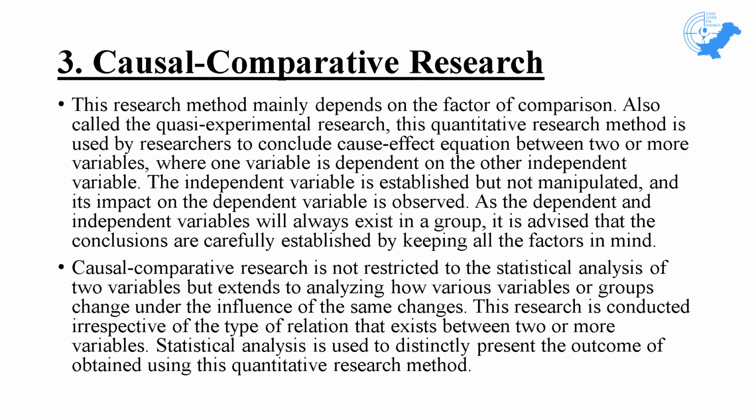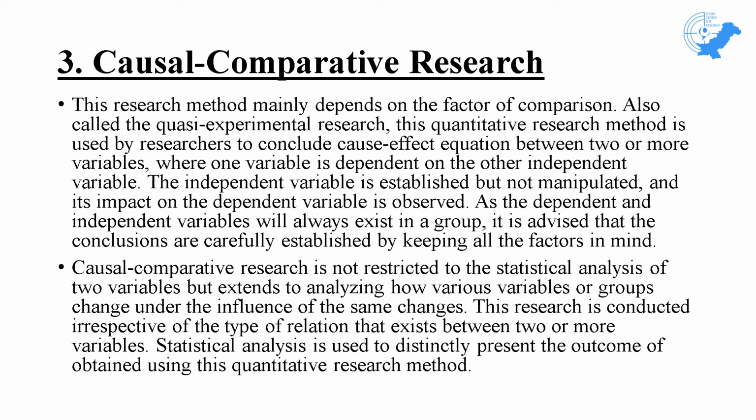Moving towards the next type of research, that is causal comparative research. This research method mainly depends on the factor of comparison, and is also called quasi-experimental research. This quantitative research method is used by researchers to conduct a cause-effect equation between two or more variables, where one variable is dependent on the other variable. This differentiates it from the previous study design. The independent variable is established but not manipulated, and its impact on the dependent variable is observed.